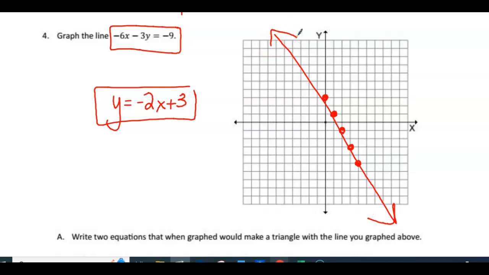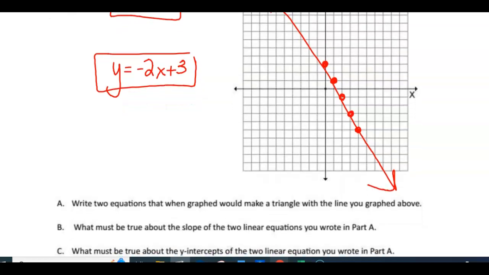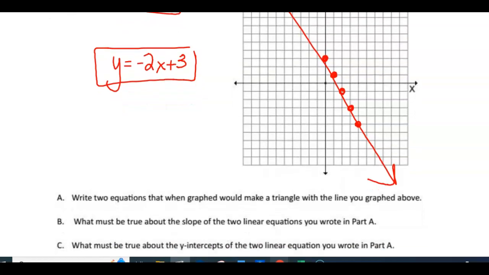It says write 2 equations that when graphed would make a triangle. So we have to make a triangle with this line. So I'm going to start at this point and go up 1, right 1, up 1, right 1, up 1, right 1, up 1, right 1. So if I sketch this line across my paper, I'm running out of room there, what would that equation be? That equation would be y equals, my slope was up 1, right 1, so it's 1x plus 3. So to make a triangle, all I need is another line that would intersect somewhere.